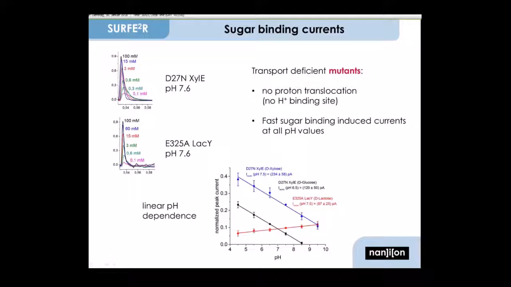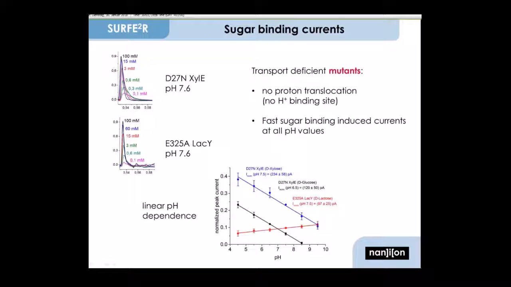There are also mutants which are unable to bind protons due to the lack of the proton binding site. In these mutants, only sugar binding currents and no steady-state currents are observed. Since in wild-type sugar binding currents are not visible between pH 4 and pH 10 due to much more prominent steady-state currents, the mutants allow for the investigation of the pH dependence of these sugar binding currents.